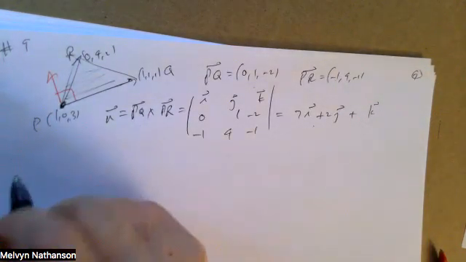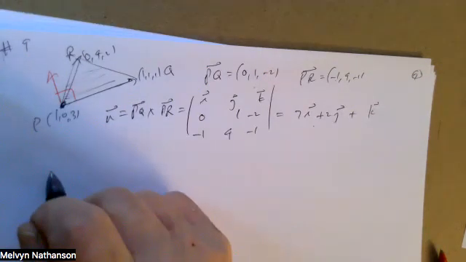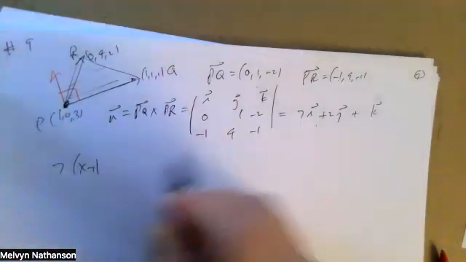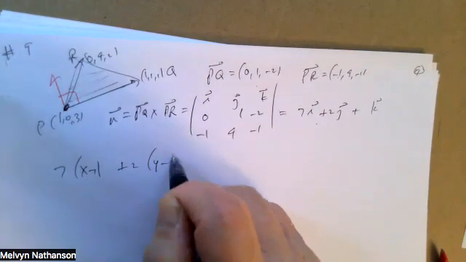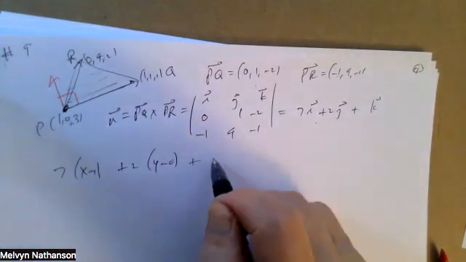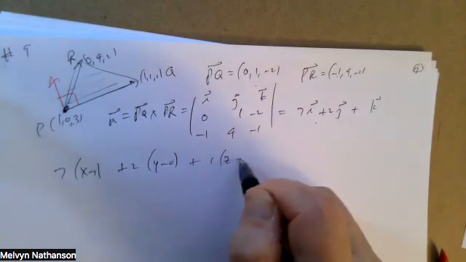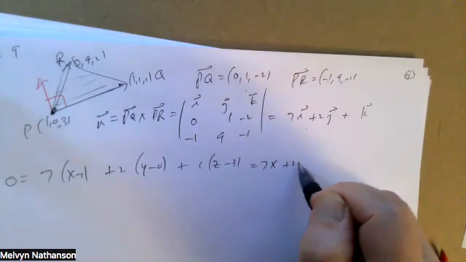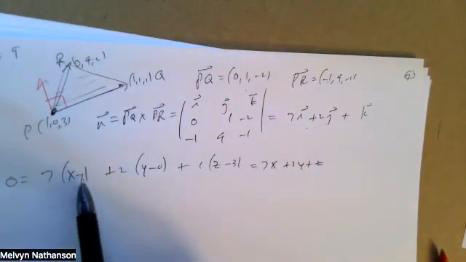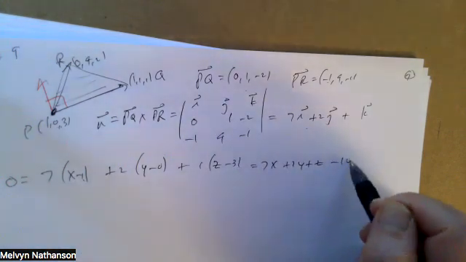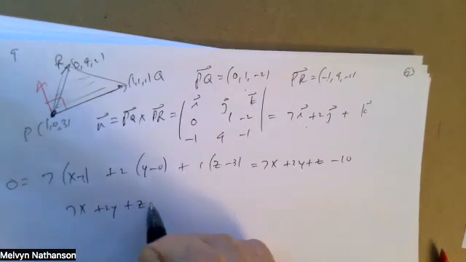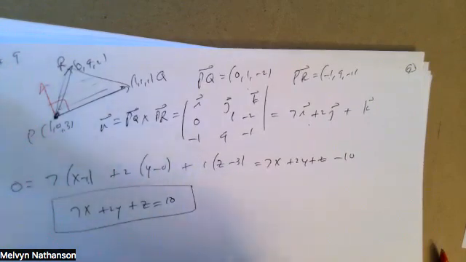So the plane consists of all points such that 7 times x minus 1 plus 2 times y minus 0 plus 1 times z minus 3 is equal to 0. This is 7x plus 2y plus z minus 7 minus 3, minus 10, or 7x plus 2y plus z equals 10. That's the equation of a plane, and you can check.